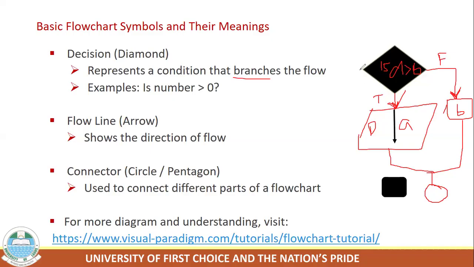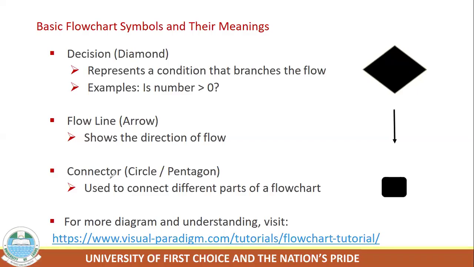Then you could also have another case. If A is equal to B, then you make a decision. Maybe you print "A is equal to B" and you stop. So all of these are ways to represent things. And you have a connector used to connect different parts of it.